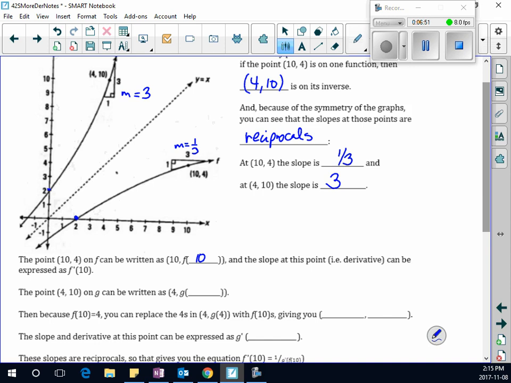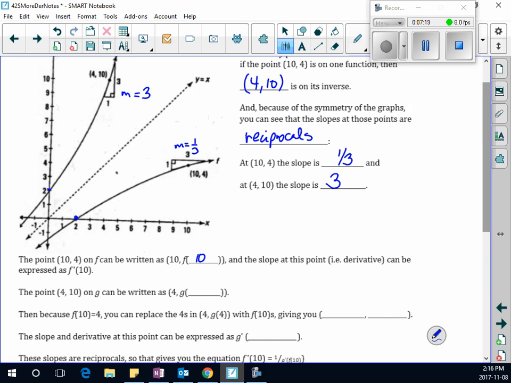(10, 4), where 10 is the x, 4 is the y. Makes it way harder: (10, f(10)). f(10) happens to be 4, but I can also write it as (10, f(10)). And this, just relax. The slope at this point can be expressed as f prime of 10. Does that make sense? Okay, just think about that for a second, then we're going to go on.